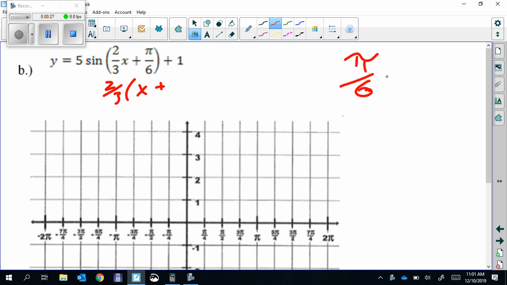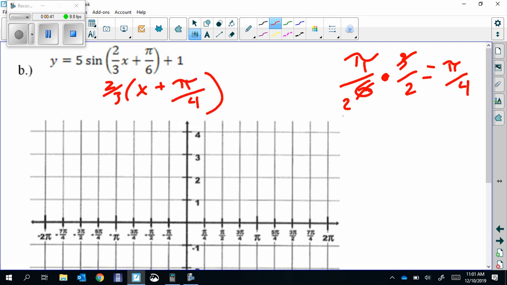Divide by 2/3 means times 3/2. That's pi over 4. If you multiplied that back, you'd have 2 pi over 12, which reduces to pi over 6. That makes sense. 5 sine, and then this is all factored out, plus 1.